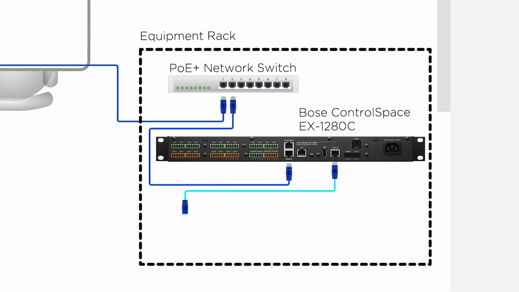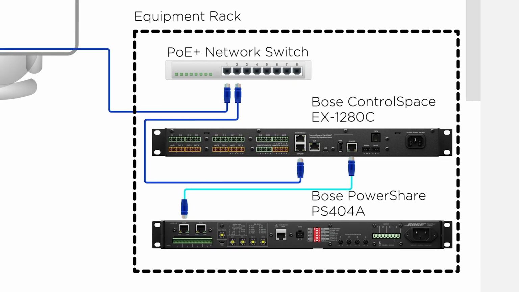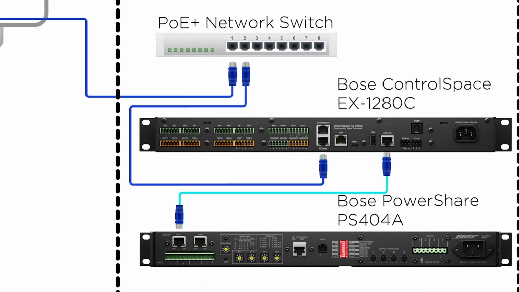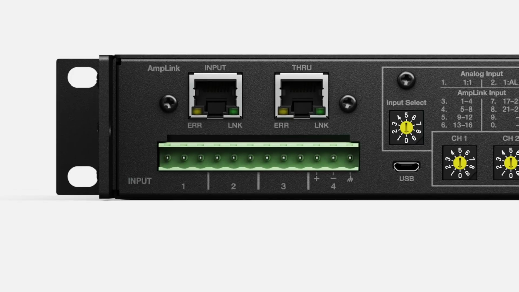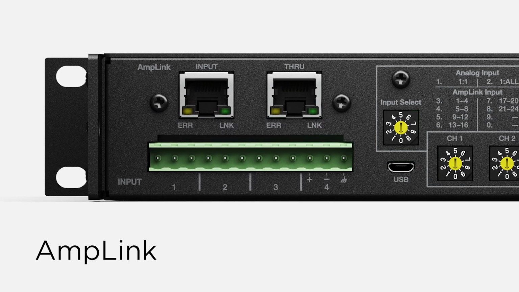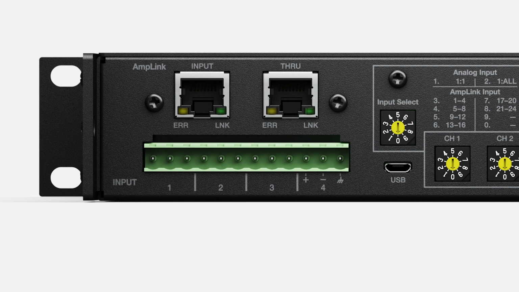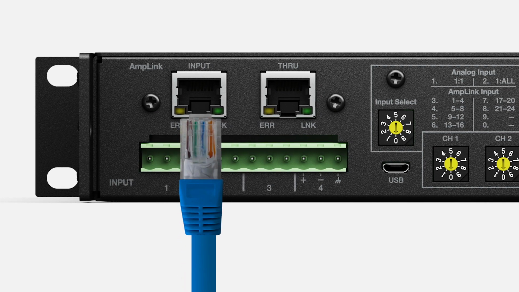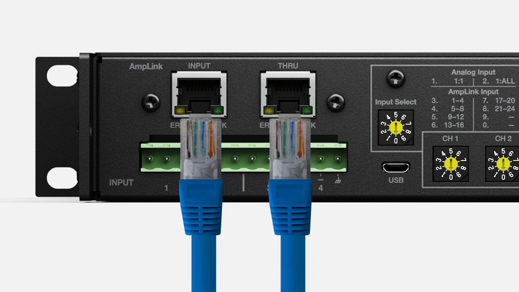For the room sound system, the connection from the EX1280C to the PowerShare PS404 amp is called AmpLink. It transports up to 8 uncompressed, near-zero latency digital audio channels via shielded Cat5 cable. The amp also supports a pass-through for daisy chaining up to 8 other Bose AmpLink amplifiers at a distance of up to 10 meters between devices.